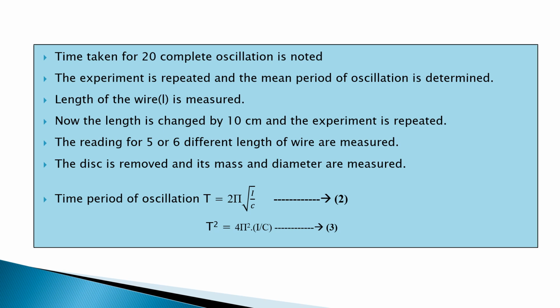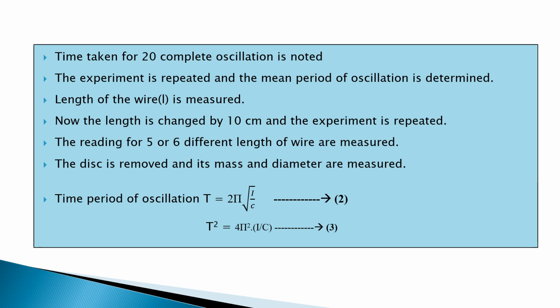Now the length is changed by 10 centimeters. I am adjusting the length to increase or decrease by 10 centimeters, and I am repeating the same experiment. That means I measure the time taken for 20 oscillations, and from that I calculate the time taken for one oscillation.